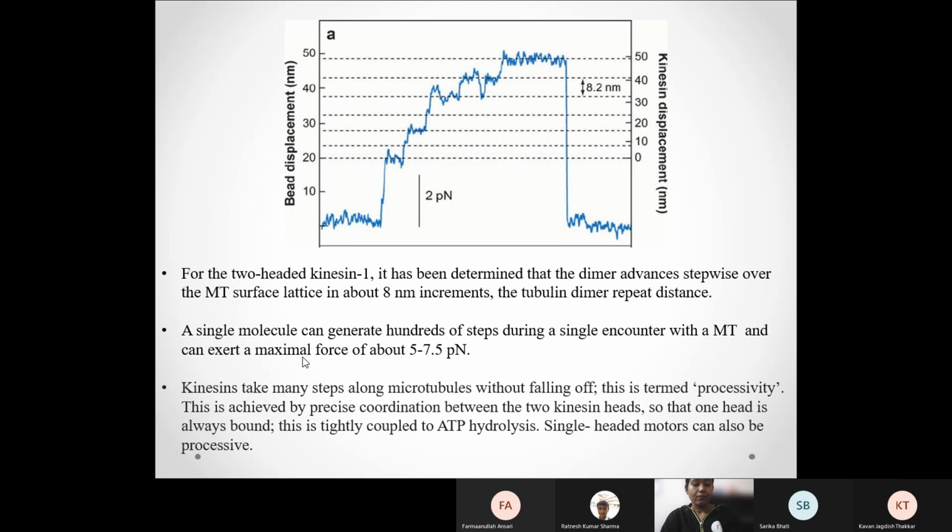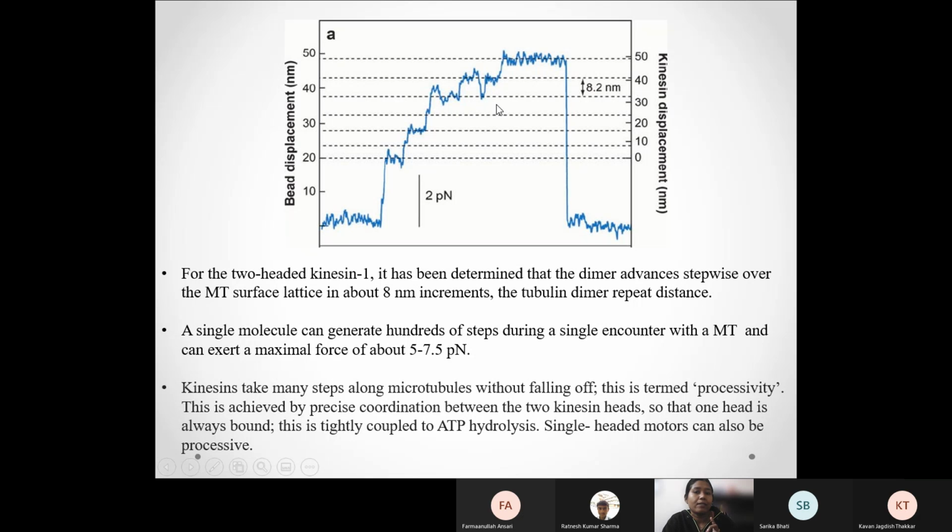You see that the force is building up. So it's walking, and the bead displacement is occurring. You see the bead is displaced, displaced, displaced, until it falls back into the trap. So there is a considerable amount of processivity in the way the kinesin motors function.